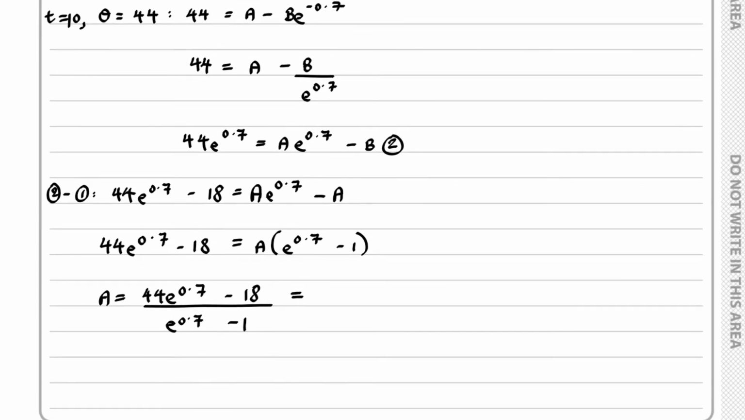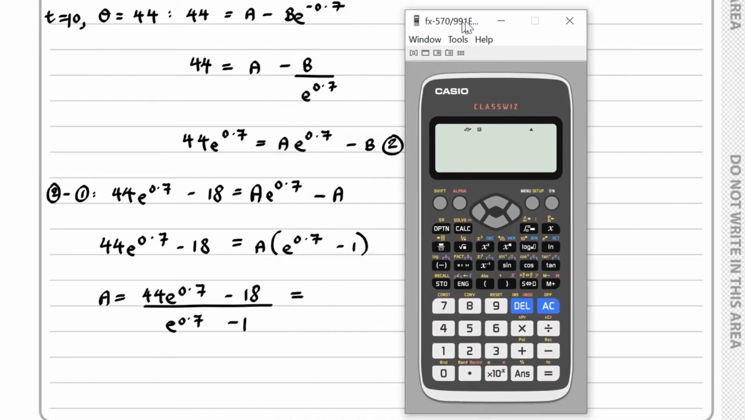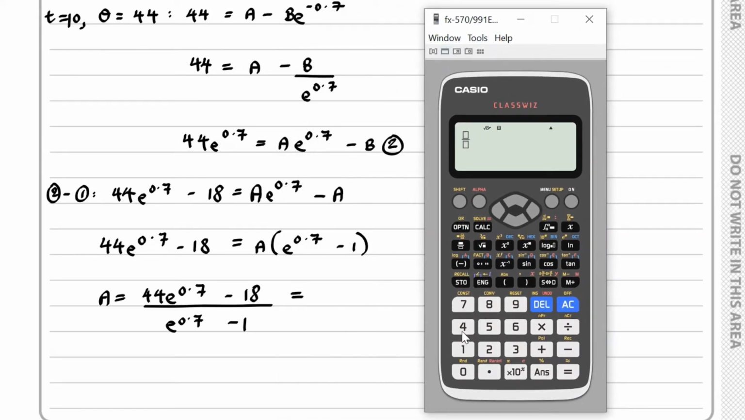So if we work this out, we have over here 44 e to the power of 0.7 minus 18 divided by e to the 0.7 minus 1. It turns out we get 69.647. So therefore, in conclusion, the value of A is equal to 69.647, etc. Well, let's just give A to 3 significant figures.